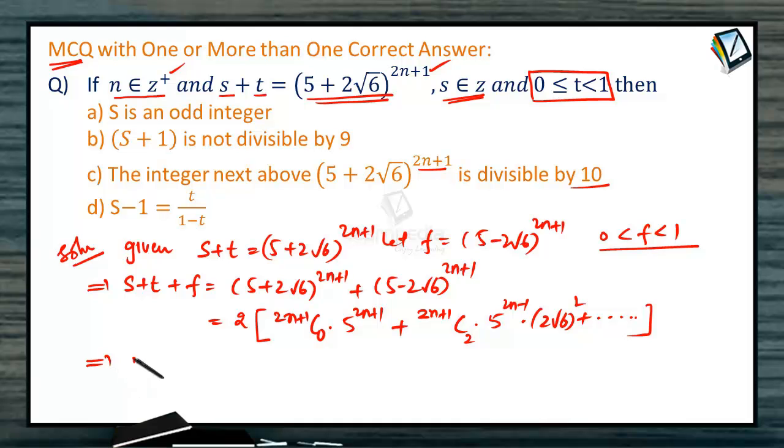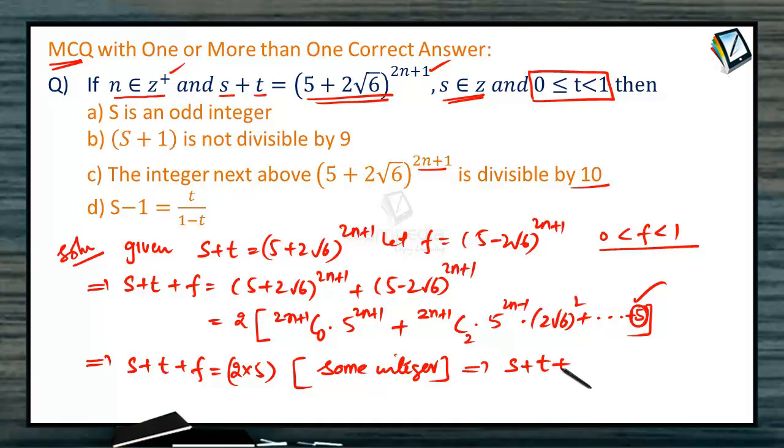So in s plus t plus f, even the last term contains the factor 5, which is common to them, that is 2 into 5, that is 10 into the rest of the things, which clearly is some integer, because it is a sum of powers of integers. So we can conclude that s plus t plus f is equal to 10 times an integer, so it is an even integer. The sum s plus t plus f is an even integer, let it be equal to l. That is nothing but a multiple of 10. It is an even integer and a multiple of 10.